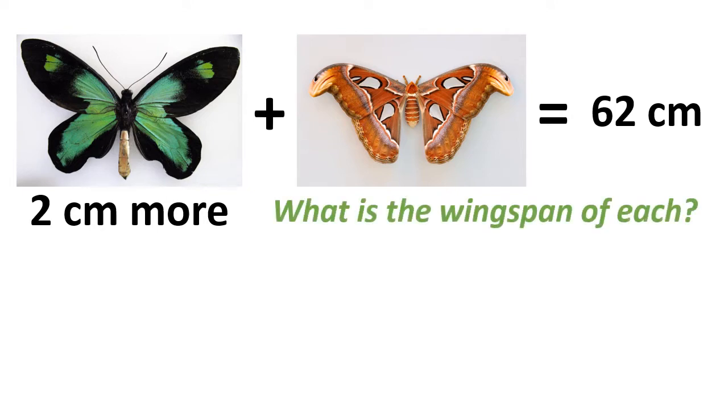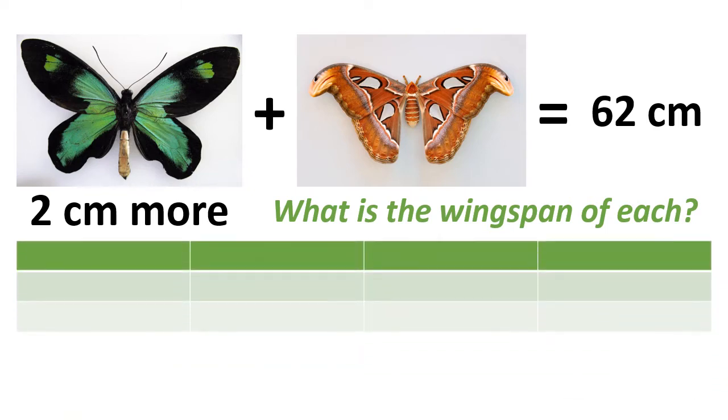Well, we can use a problem-solving strategy called guess and check. One way to organize your guesses and checks is to use a chart. We will label one column for the moth's wingspan, one column for the butterfly's wingspan, which we know is 2 centimeters longer than the moth's, a column for the total, and a column to check to see if our answers are correct. When I start guessing numbers, I like to take half of what the total is.